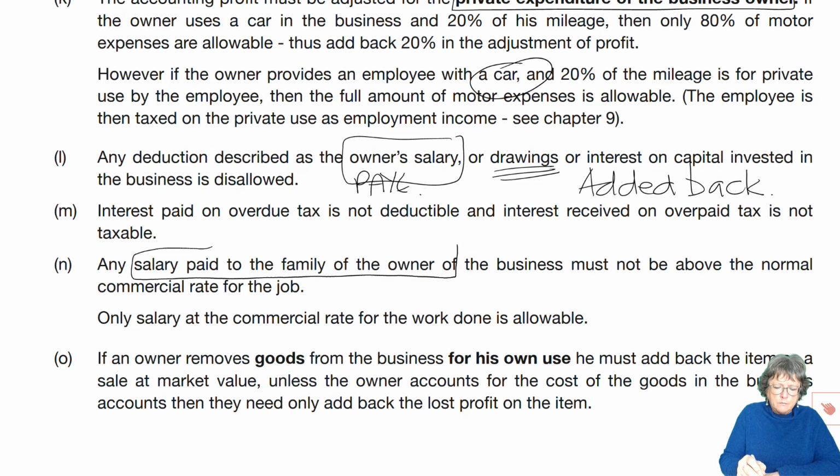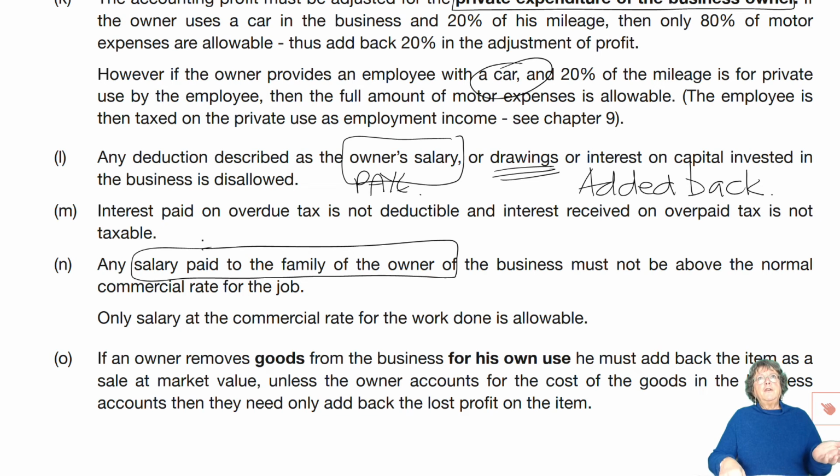Salary paid to a family member. So, for example, we employ Albert. We employ Albert to work Monday, Tuesday and Wednesday morning. Okay, does all the admin, does all the tea making, does all the odd jobs, and you pay him £12,000 a year to work Monday, Tuesday and Wednesday morning. Wednesday afternoon, Thursday and Friday, that's your son or your daughter. Now you're paying them £15,000 a year to work 2.5 days. That's not the going rate, because Albert's salary is the going rate. So that extra 3,000, you need to add it back, because basically what you're doing is siphoning your profits off through your family. Remember that one.